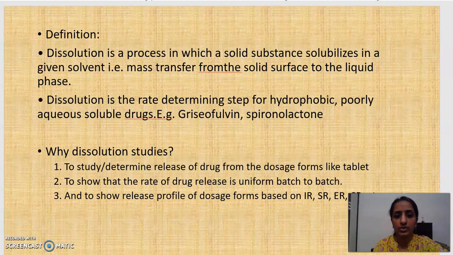Now, why do we do dissolution studies? Dissolution studies officially are considered as a quality control test for dosage forms. It helps to study or determine release of drug from dosage forms like tablets, capsules, etc. It shows that the rate of drug release is uniform batch to batch, and it can also show the release profile of dosage forms, and we can estimate if the dosage form is an immediate release, sustained release, extended release, controlled release, etc. kind of dosage form.